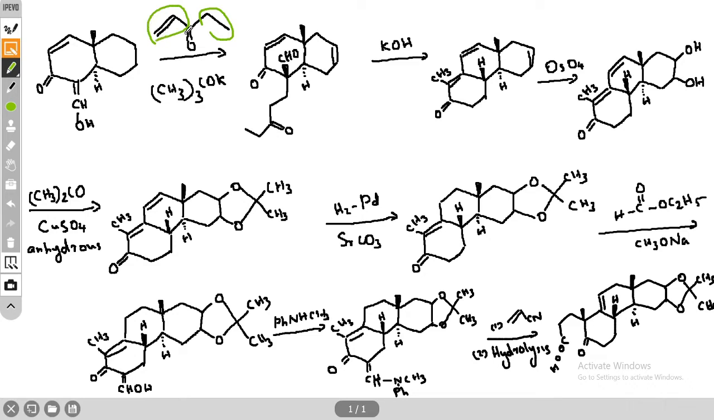So the attack of this ethyl vinyl ketone is from the backside of this ring. Why? Because of the steric repulsion of this methyl group. So this CHO group will be cis to the already existing CH3 group. Okay. After that, it undergoes internal aldol condensation, that is, in the presence of strong KOH solution.